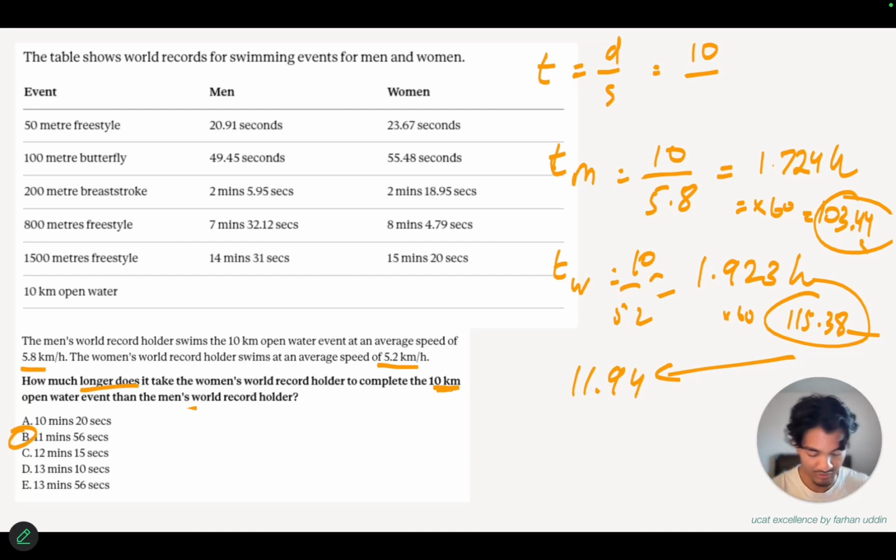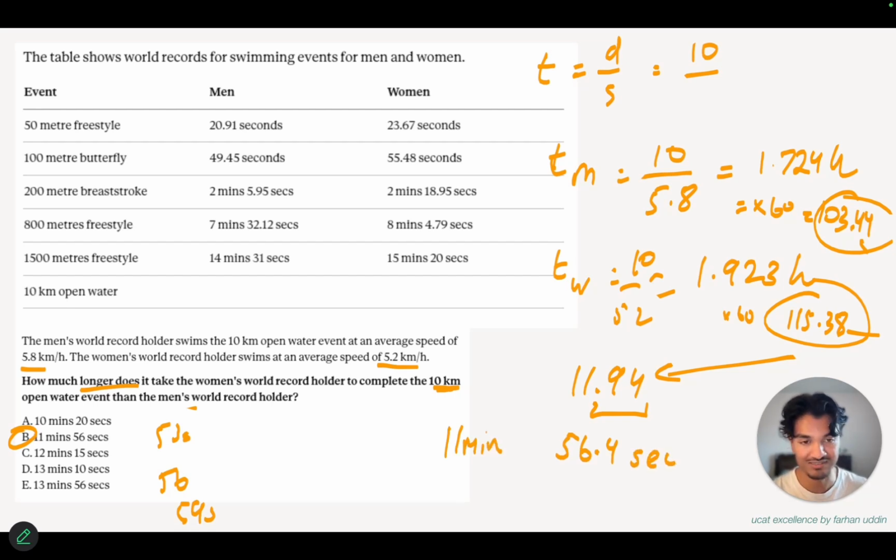Now, here, there's only one option with 11 minutes, but if it was really close, like 11 minutes and 53 seconds, 56 seconds, 59 seconds, then how do you pick between them? Well, what we do is we think, okay, what is 0.94 when it comes to a 60-second minute? So we go 0.94 multiplied by 60, and that gives us 56.4. So in reality, it's actually 11 minutes and 56.4 seconds that we're working with here. So B would be your answer.